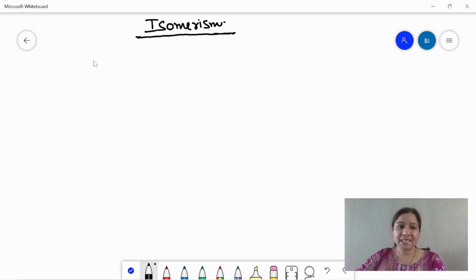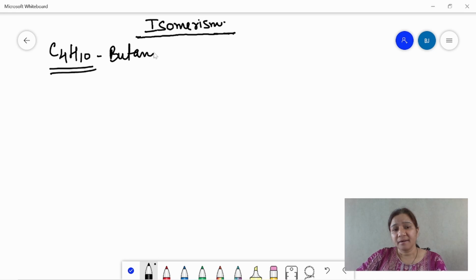So now let us take one example. Suppose I am giving you 4 carbons and 10 hydrogen. This compound is known as butane, right? In this compound you have 4 carbon. Now how can you connect the 4 carbon? There is one way in which you can connect the carbon in a straight chain manner like this.